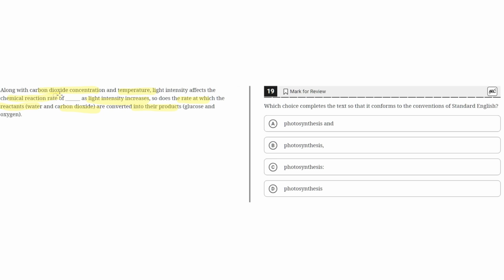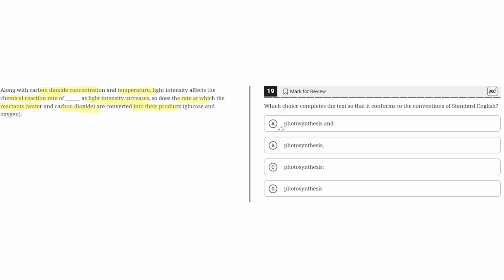And furthermore, we can see that there is a connection between these two parts of the sentence before and after the blank. The connection is that light intensity affects the chemical reaction rate of photosynthesis. The second part highlights how light intensity affects this chemical reaction, which is that as light intensity increases, so does the rate at which the reactants are converted into their products. So the second independent clause elaborates on the first independent clause. So the punctuation used here must show this elaboration.